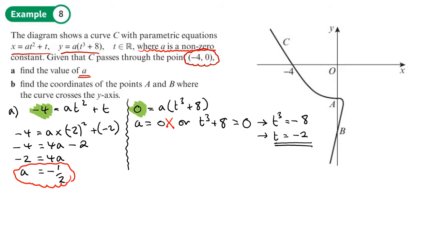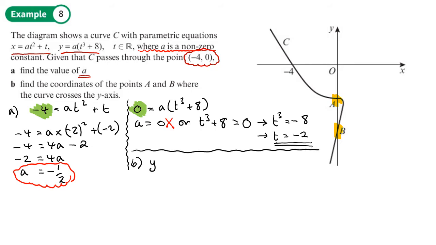Let's move on to part B. On part B, it says find the coordinates of points A and B, and I'll just highlight those on the diagram. That's here, no, it's there and there, those two, where the curve crosses the y-axis. Right, so if it's where the curve crosses the y-axis, let's do part B down here.